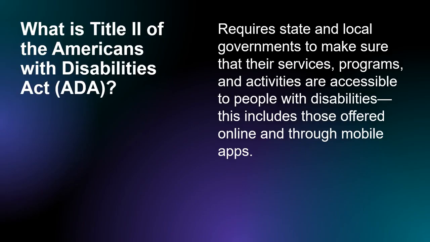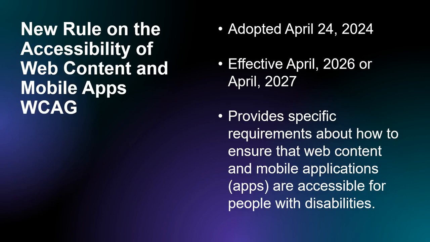Title II of the Americans with Disabilities Act requires state and local governments to make sure all their services, programs, and activities are accessible to people with disabilities. This includes everything offered online and through mobile apps. So that's going to be all of your online content, and that's going to be everything that is going into the Brightspace portal. The new rule on accessibility of web content says that everything has to follow WCAG guidelines. And don't worry, we'll talk about WCAG in a second.